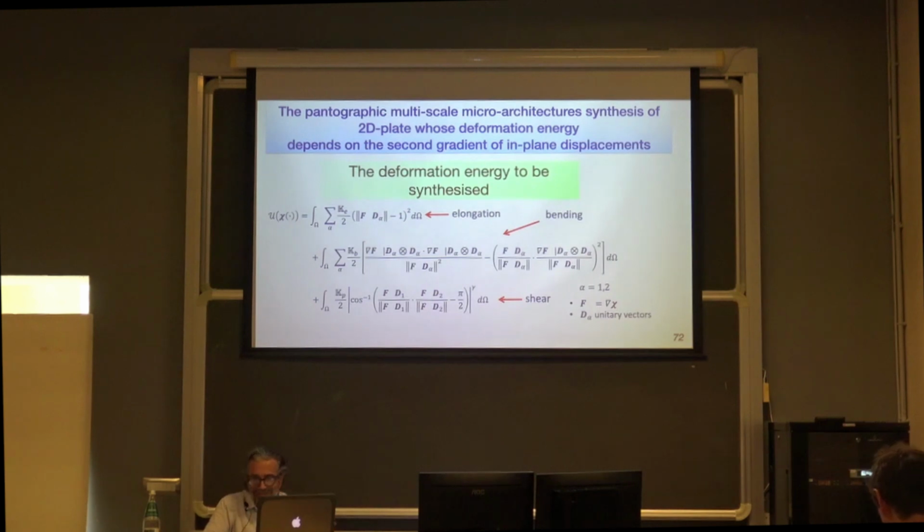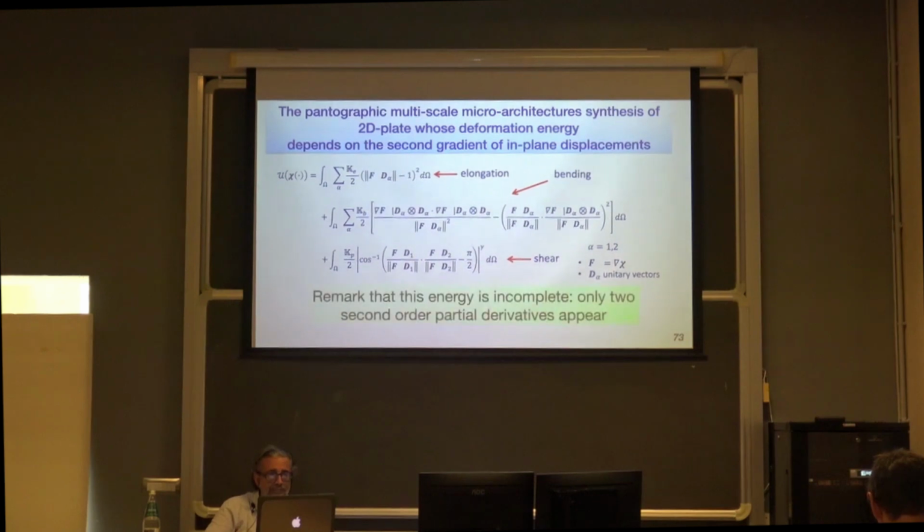Okay, now I start running. We wanted to synthesize a plate having deformation energy depending on higher derivatives in the plane. And we wrote this energy. You have bending of some material lines, straight lines, whose director in the reference configuration is dA. You have the elongation of these bars, and you have a shear energy related to the relative rotation of these.